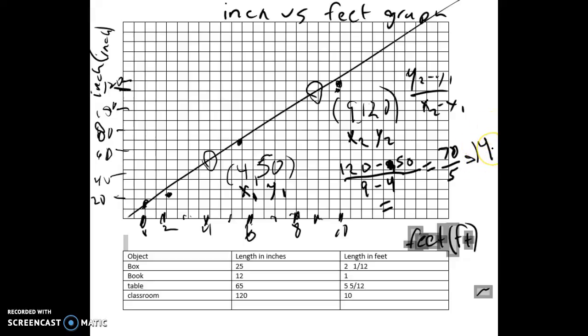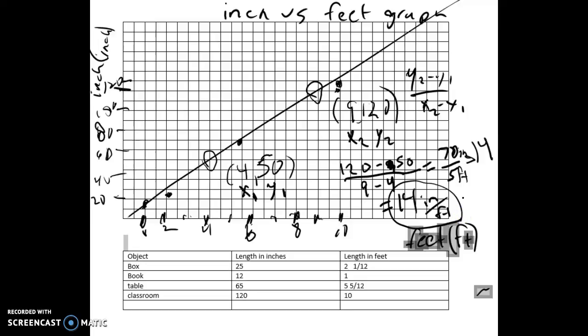This also has units to it though. 14 what? Well, my y's were measured in inches, and my x right here, those were in feet. So my y's are in inches, so that would be 70 inches here, and my 5 would represent so many feet. So in the end, I end up with 14 inches over feet, which tells me that there's 14 inches per foot according to my graph.